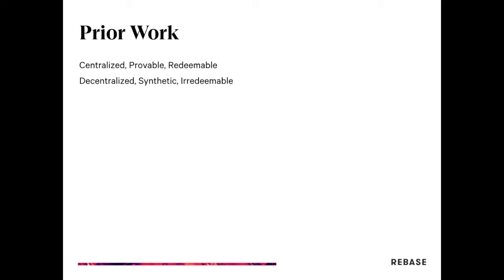Prior work. A Bitcoin peg on Ethereum is desirable because it provides sidechain functionality and scalability extensions. Bitcoin moves relatively slowly, well, very slowly compared to Ethereum, and there are two main approaches which have been taken so far in creating a Bitcoin peg. There's been the centralized provable and redeemable route and the decentralized synthetic irredeemable route. We're going to go through the two of them now.